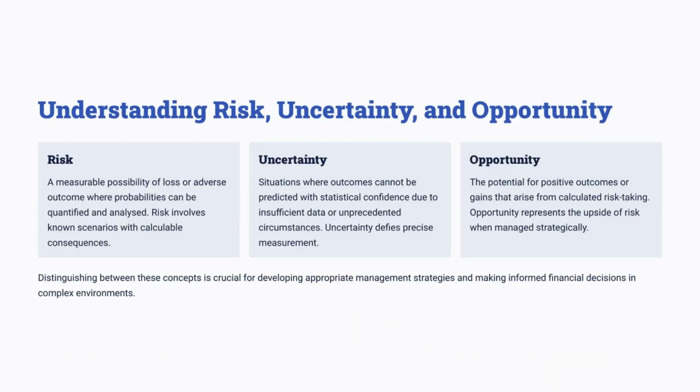Risk involves measurable possibilities of loss with quantifiable probabilities. Uncertainty arises when outcomes can't be predicted due to lack of data. Opportunity is the potential for positive outcomes from calculated risks. Distinguishing these is vital for crafting effective management strategies and informed financial decisions in complex environments.